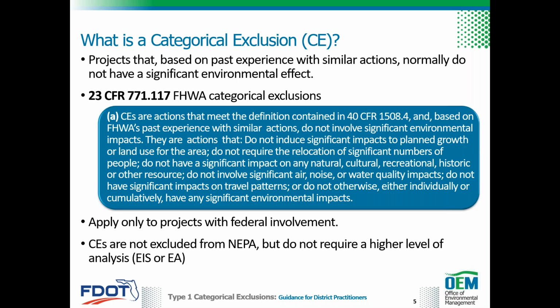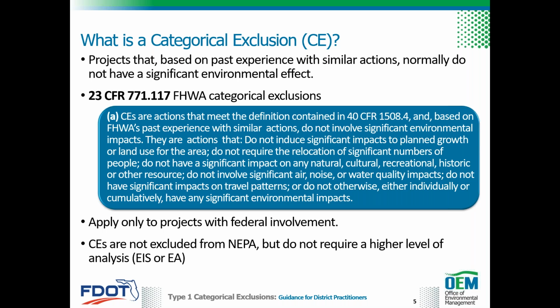And categorical exclusions, or CEs as we're going to call them, are defined as those projects that, based on past experience with similar actions, normally don't have a significant environmental effect. Now, CE projects must meet the criteria in Section A of 23 Code of Federal Regulations, CFR 771.117. Now, if a project meets these criteria, it basically will have no significant environmental impacts.